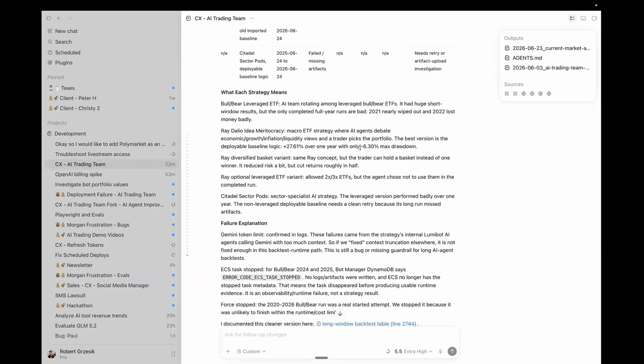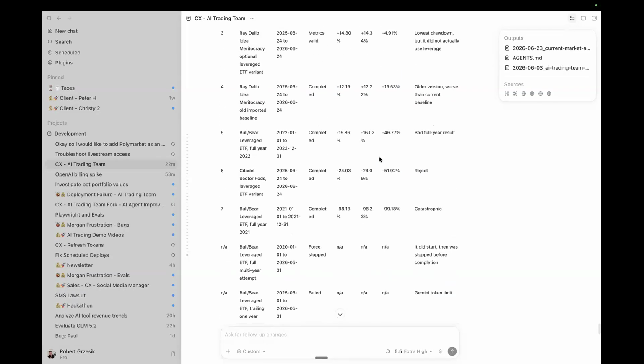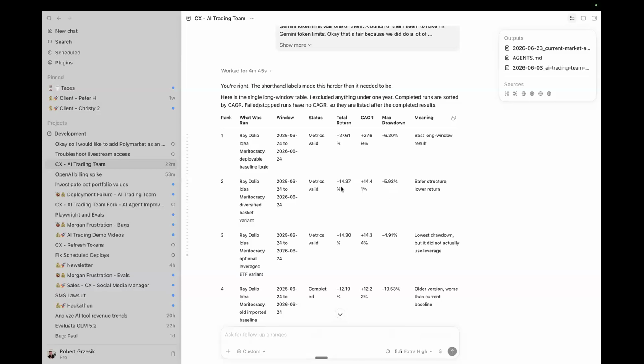Best version was deployable baseline logic. Ray Dalio diversified basket variant. Yeah, so that's the non-diversified Ray Dalio one that did really well over this time period. And then when we got a diversified basket, it only did 14% for the year.